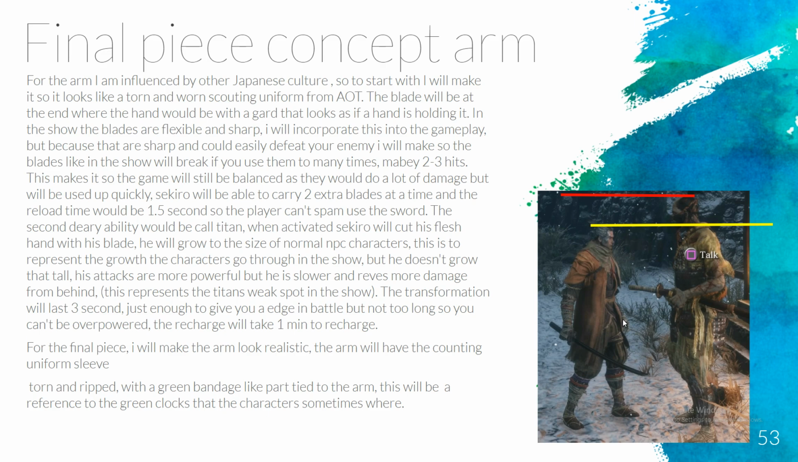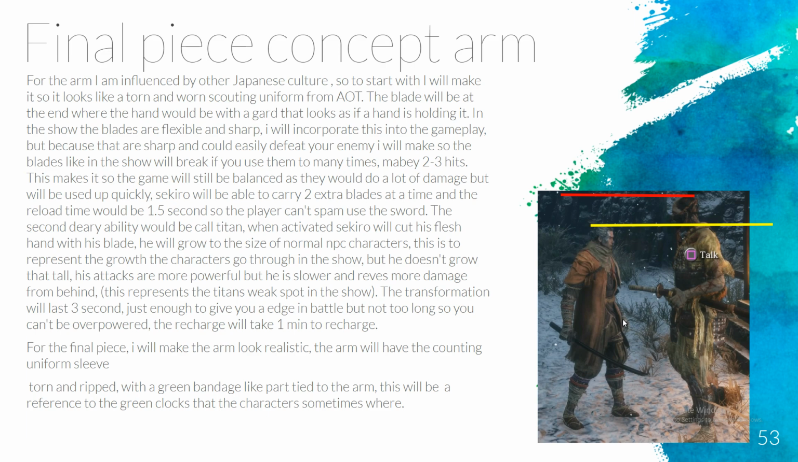I'll incorporate this into the gameplay, but because they're sharp and deadly for your enemies, I'll make it so the blades, like in the show, will break if you use them too many times. Maybe 2 to 3 hits. This should make the game more balanced, as they'll do a lot of damage, but get used up quickly. Sekiro will be able to carry 2 extra blades at a time, and the reload time would be about 1.5 seconds, so the player can't spam the sword. He'd have to remove the old one, get out the new one, and place it in.